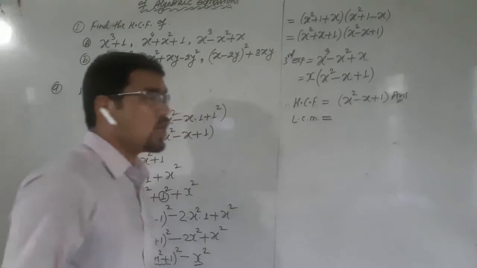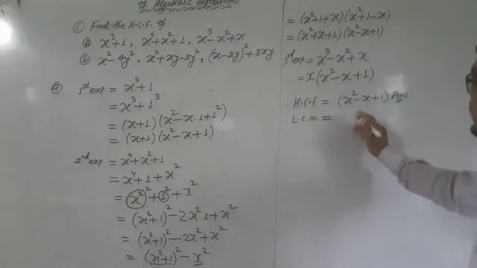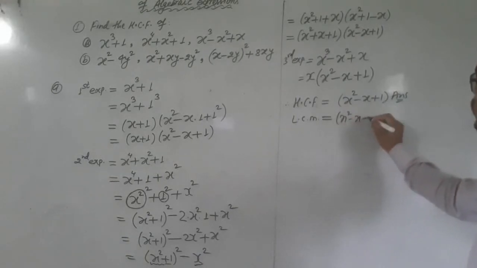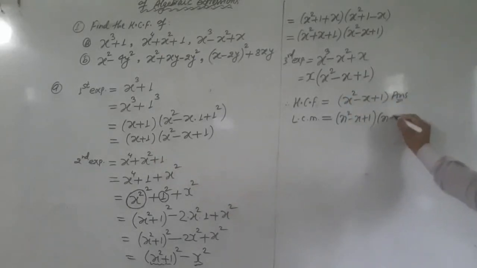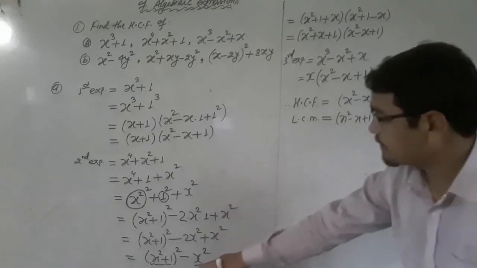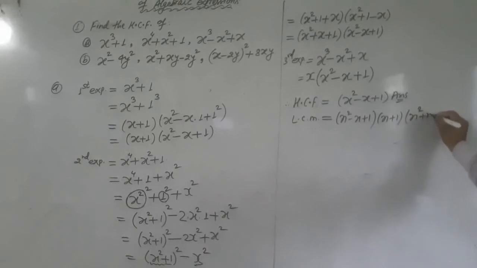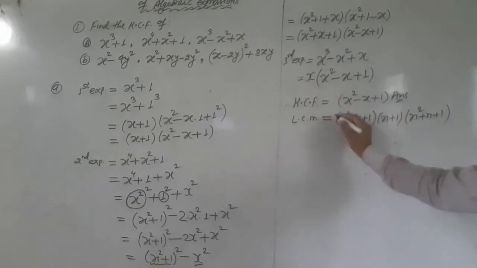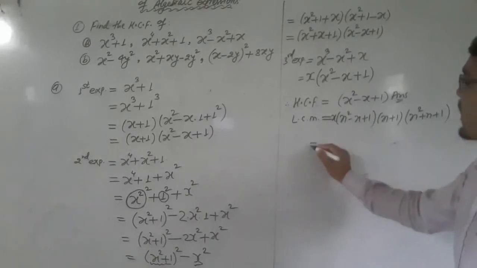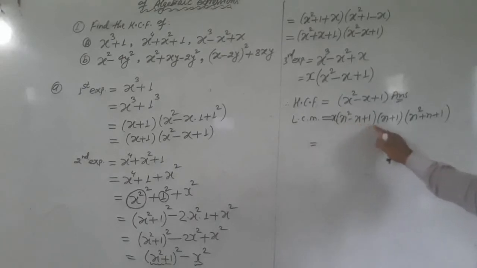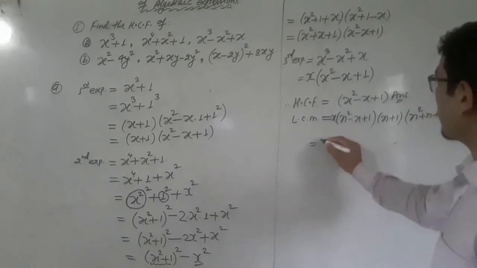LCM means the product of common factors and remaining factors. So let's write the common factor: x square minus x plus 1. Now the remaining factors: x plus 1 remaining in the first, and x square plus x plus 1 remaining, which we also write. Finally, this x is also remaining. So we write x square minus x plus 1, x plus 1, x square plus x plus 1 and x. If it is possible to multiply in the simplest form we can, otherwise we keep it as it is.